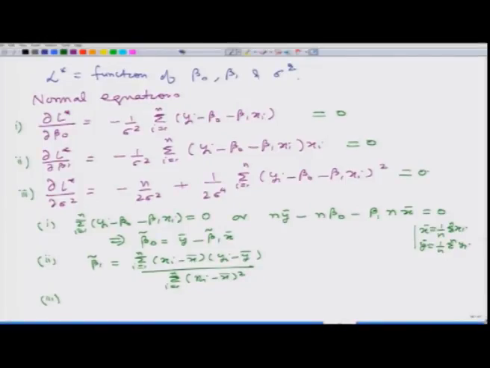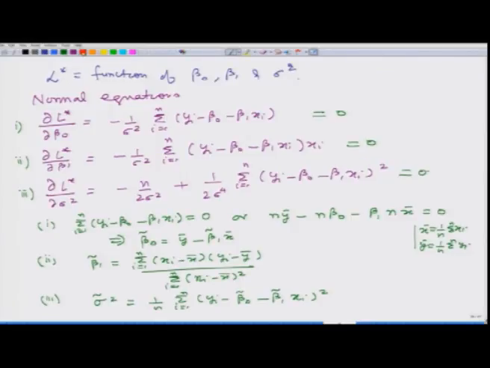And now, solving the third equation, we get the value of sigma square as 1 over n summation i goes from 1 to n (y_i minus beta 0 minus beta 1 x_i) whole square. Now, this value is again going to be known only when beta 0 and beta 1 are known to us. So, I can replace beta 0 by beta 0 tilde and beta 1 by beta 1 tilde that we have obtained above, right. So, this becomes the maximum likelihood estimator of sigma square.